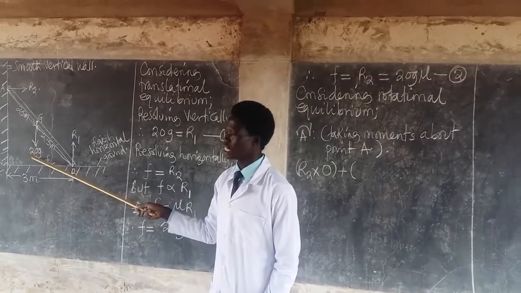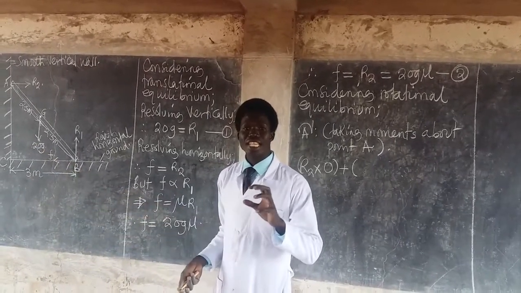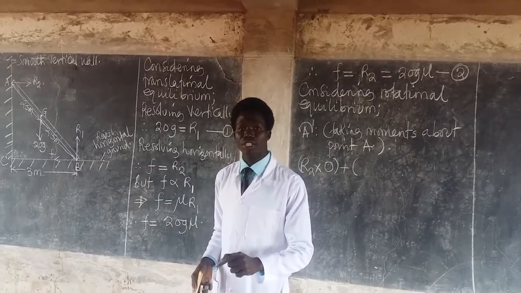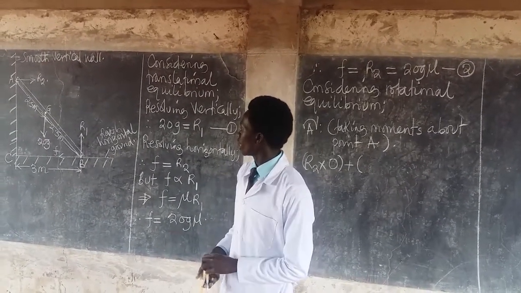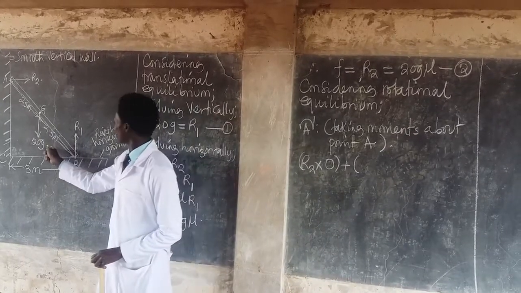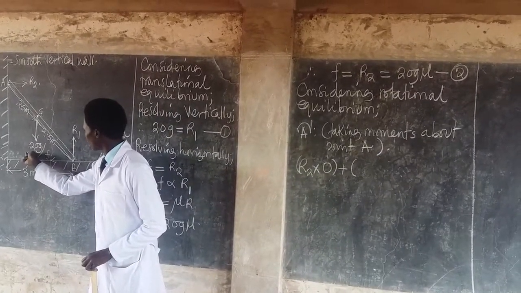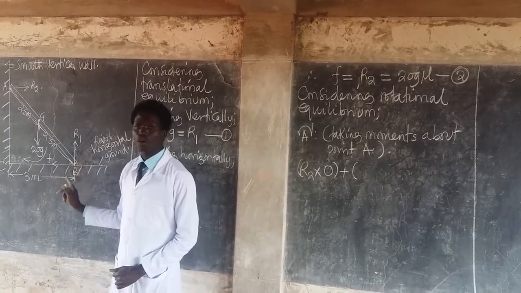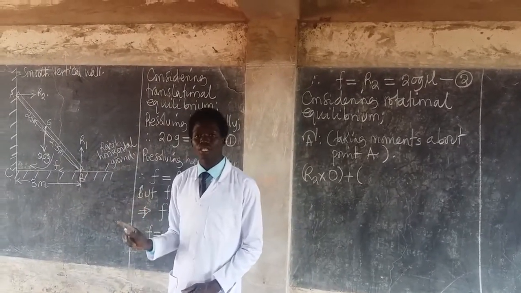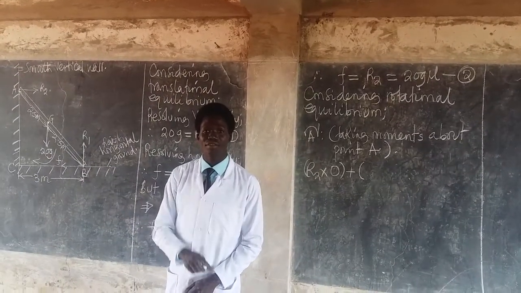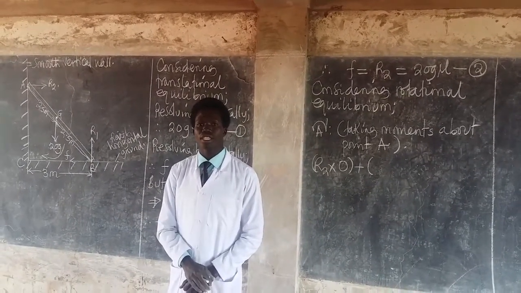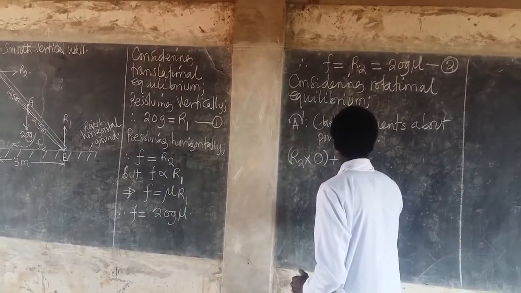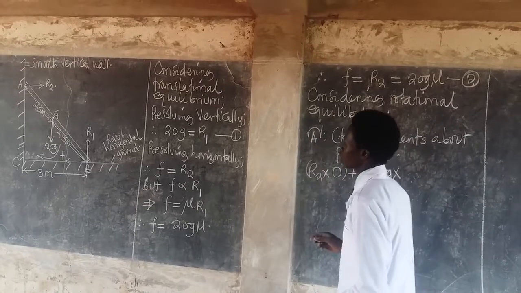Now this 20G, consider as if it is the only force acting on the ladder, and you see which direction it will take the ladder. You realize that the 20G will take the ladder in the clockwise sense. And when we are taking moments, clockwise direction is taken as negative, and anti-clockwise is taken as positive. So I will have negative 20G times the perpendicular distance.